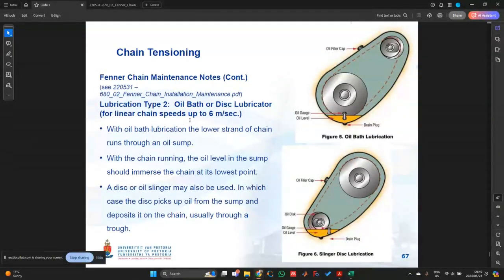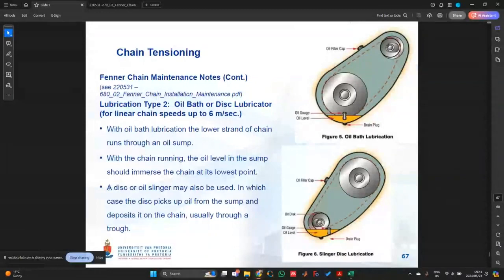So with the oil bath lubrication, the lowest strand of the chain then runs through an oil sump. So you'll see in red over here, you have these dashed lines, so this is your chain. If I follow the chain down, you can see there's a small part over here that is going to be submerged in the oil as it's moving around the two sprockets. So with the chain running, the oil level in the sump should immerse the chain at its lowest point.